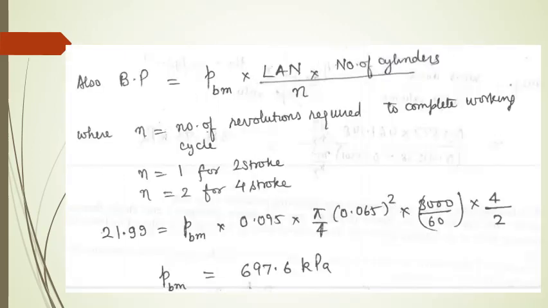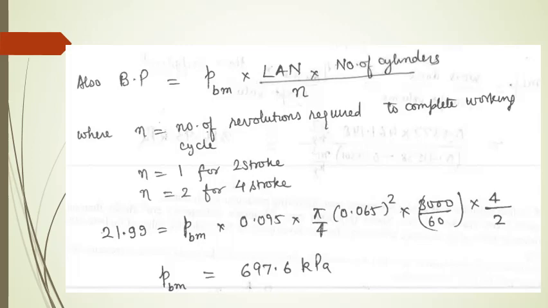Now the brake power can also be expressed by this expression: pbm, that is brake mean effective pressure, into L A N into number of cylinders upon small n, where small n is the number of revolutions required to complete one working cycle. Now this value of n is equal to 1 for 2 stroke and it has the value of 2 for 4 stroke. L is nothing but stroke length. A is nothing but the cross-sectional area of the cylinder. Capital N is the speed of the engine, which has to be expressed here in revolutions per second.